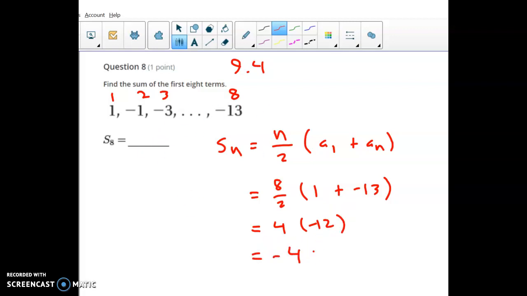negative 48. All right, hope that helps.